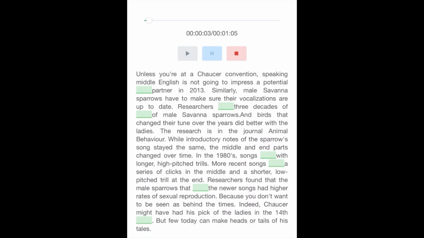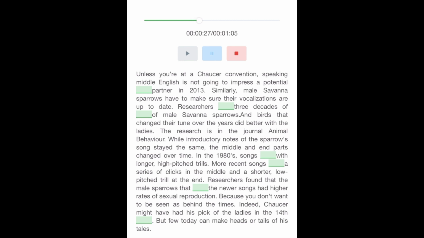Unless you're at a Chaucer convention, speaking Middle English is not going to impress a potential romantic partner in 2013. Similarly, male Savannah sparrows have to make sure their vocalizations are up to date. Researchers analyzed 3 decades of recordings of male Savannah sparrows, and birds that changed their tune over the years did better with the ladies. The research is in the journal Animal Behavior.